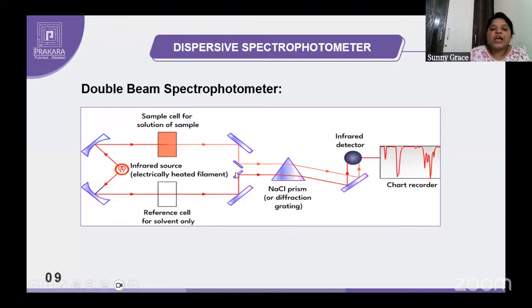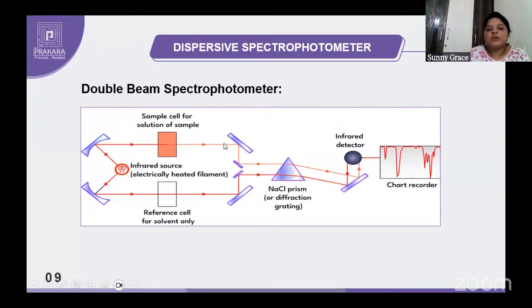So here you will have a rotating mirror. On the half rotation, one part is covered and the other part acts as a mirror. So when it is in the half rotation, one time it opens to the sample, and for the reference it is closed. Either way, if it is open to the reference cell, it is closed to the sample cell. So we'll start with the sample cell.